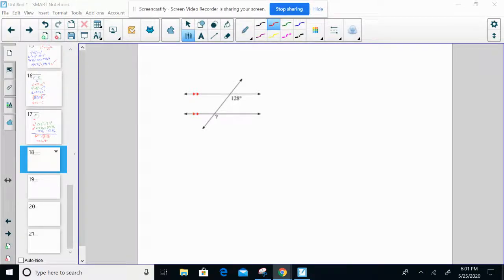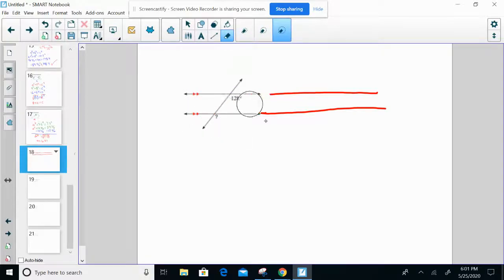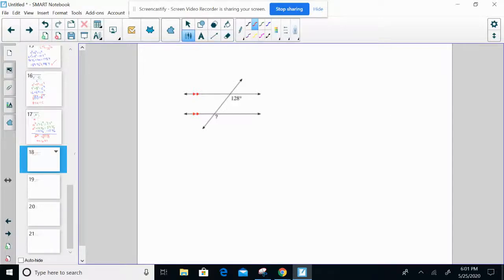So first off, these lines right here are parallel. That just means that they're never going to touch. They're running side by side. They maintain the same distance. They're just going to go on forever like this. Now, because of that, they run at the same angle, basically, and so there are some special relationships.